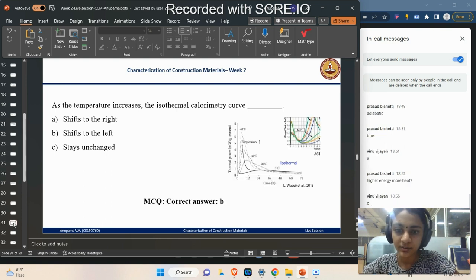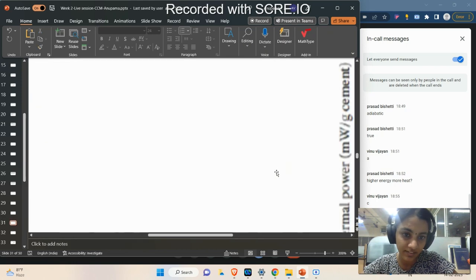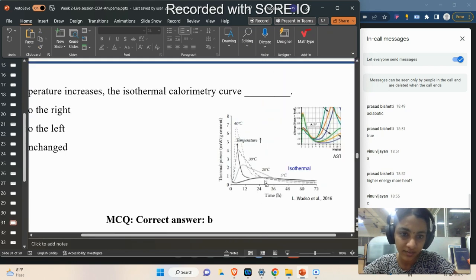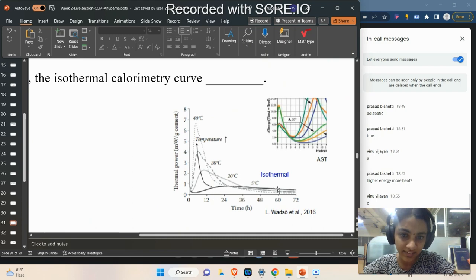Okay. So the correct answer is it shifts to the left. Obviously, when the temperature increases, the rate of reaction increases and the heat of hydration also increases. So as the testing temperature increases, the curve shifts to the left. This particular curve is at 5 degrees Celsius. When it became 20 degrees, it shifts to the left and the peak is also higher. At 30 degrees, the peak is higher and it shifted to the left.